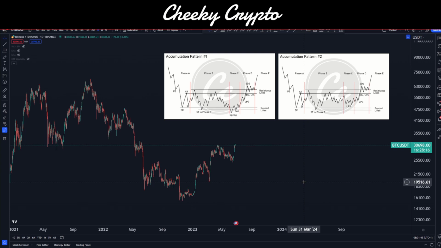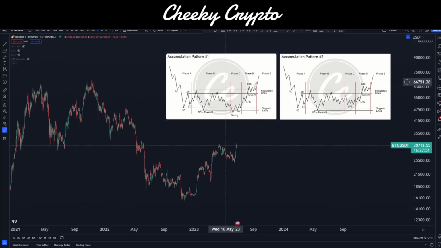So there's two patterns, and you won't really know exactly which one is going to happen until you get into late phase B and into phase C. But for the most part, phase A and phase B are pretty much identical, with the exception of the last part of phase B and phase C. Phase D and E remain the same as well. So it's really just the end of phase B and phase C that's the difference between schematic 1 and schematic 2.